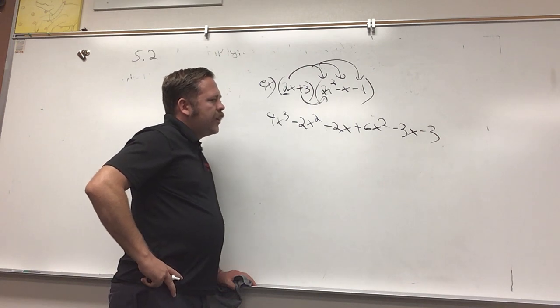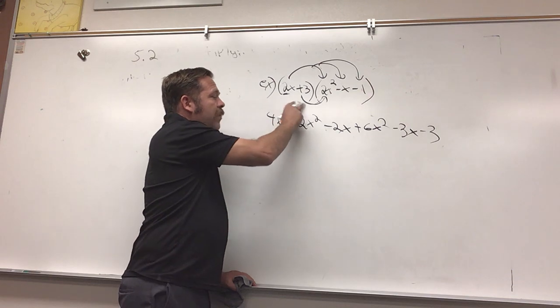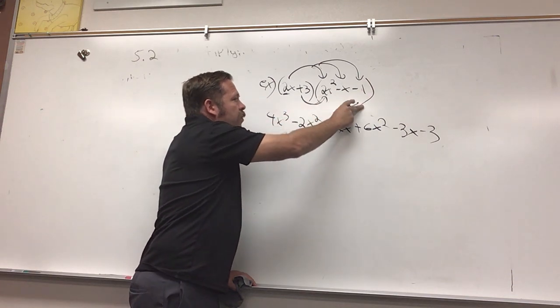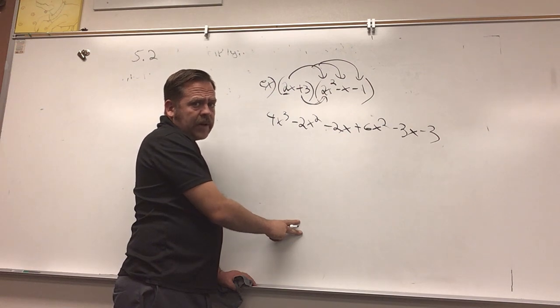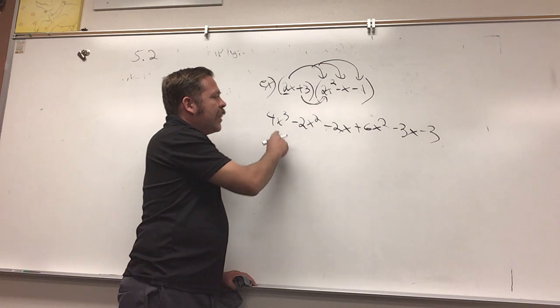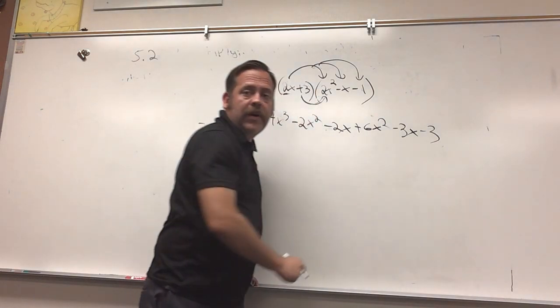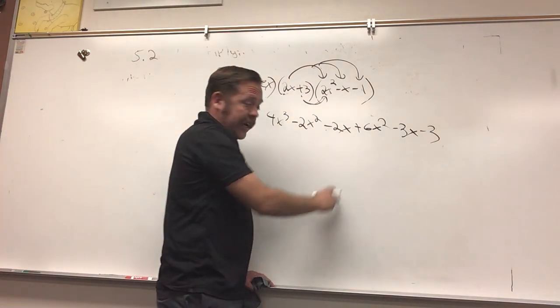So another trick that you can use to make sure that you don't miss out on a term. This is a binomial, or 2 terms, and this is a trinomial, 3 terms. So before I simplify, or before I combine like terms, to make sure that you didn't miss anything, you should have 6 terms before you combine them. Because 2 terms being multiplied by 3 terms gives you 6 terms, okay?